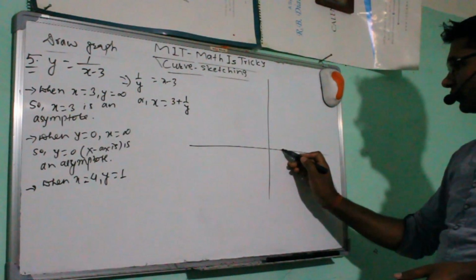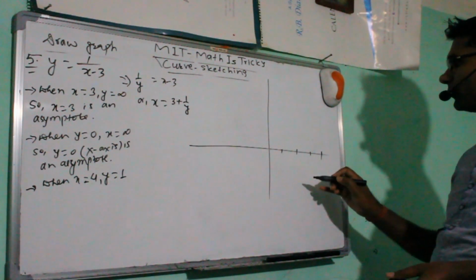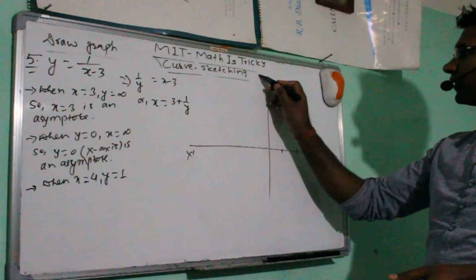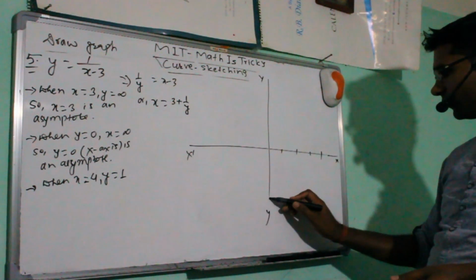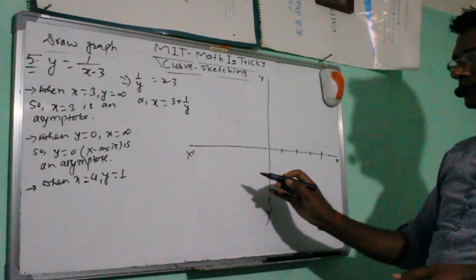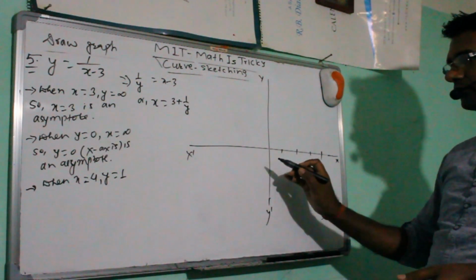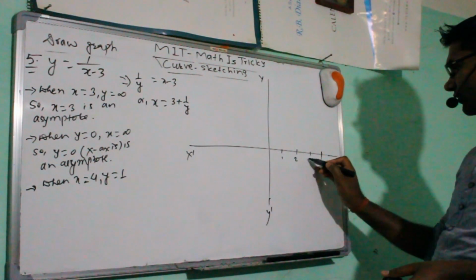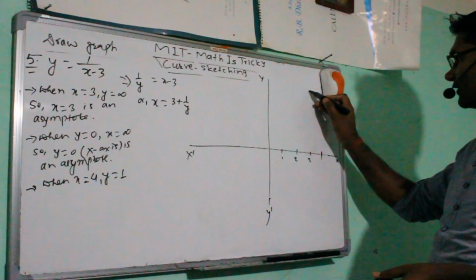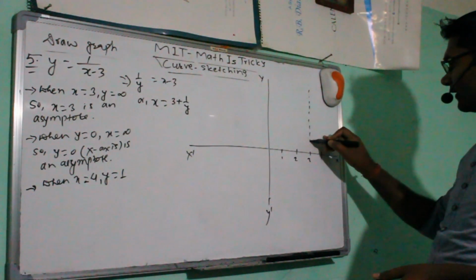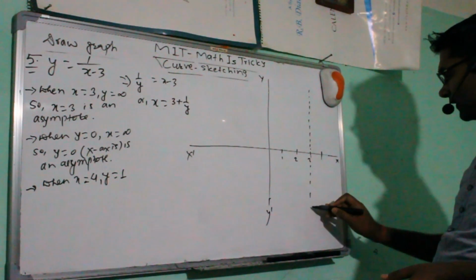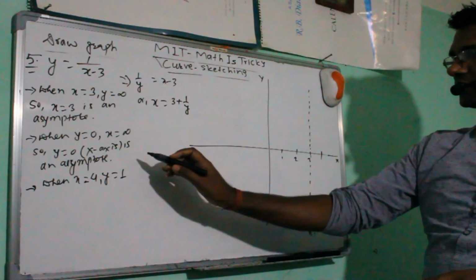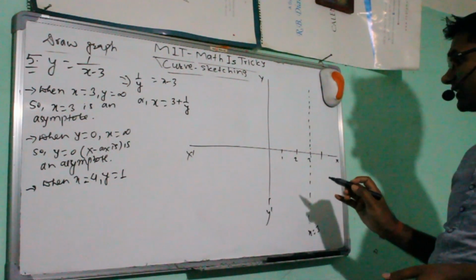Let's draw here. 1, 2, 3, 4. This is the x-axis, y-axis, y dash. So x equals 4. X equals 3 is an asymptote. X equals 3. 1, 2, 3. It means here this is going to be an asymptote, x equals 3. Another asymptote is the x-axis itself.